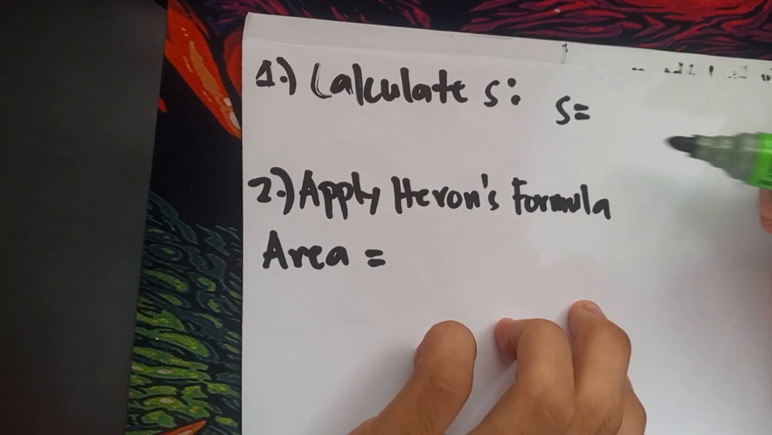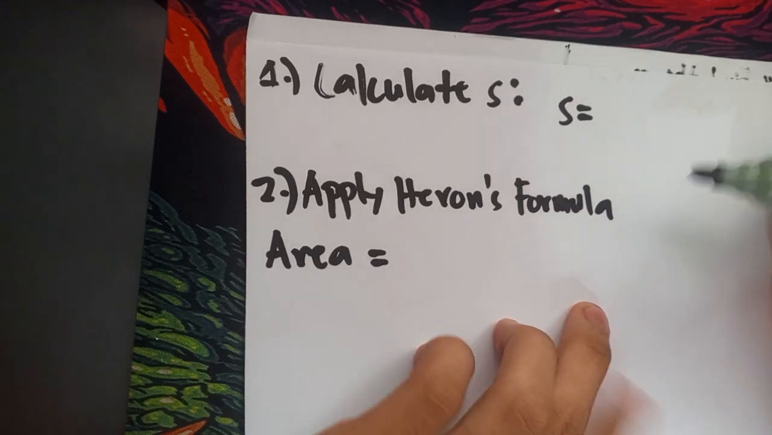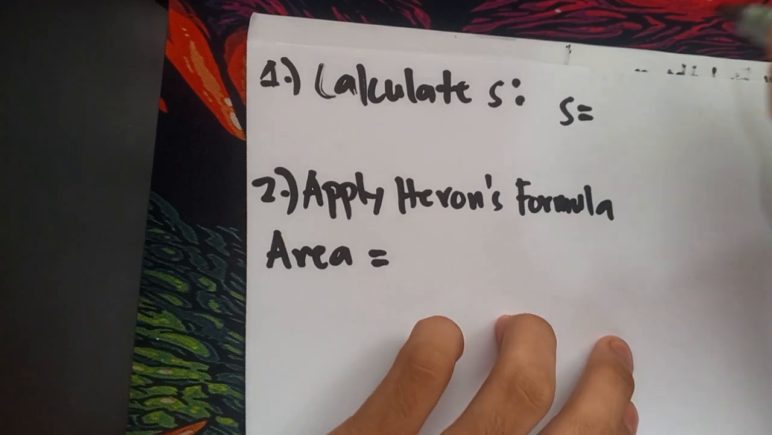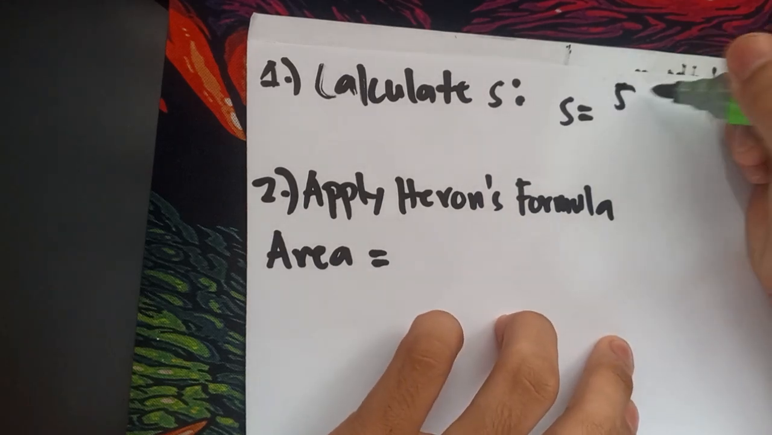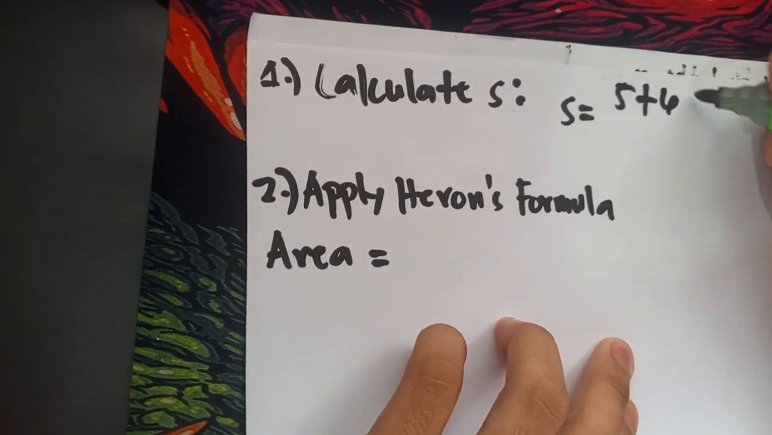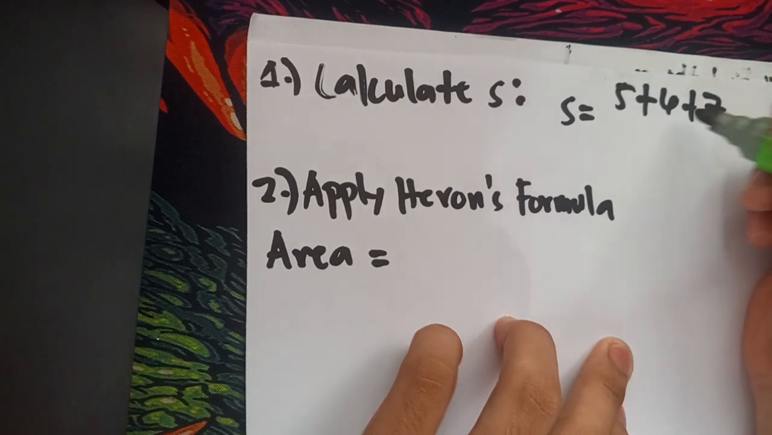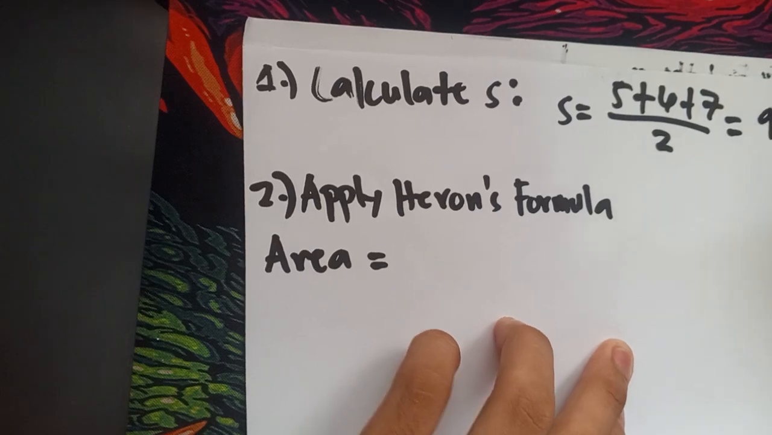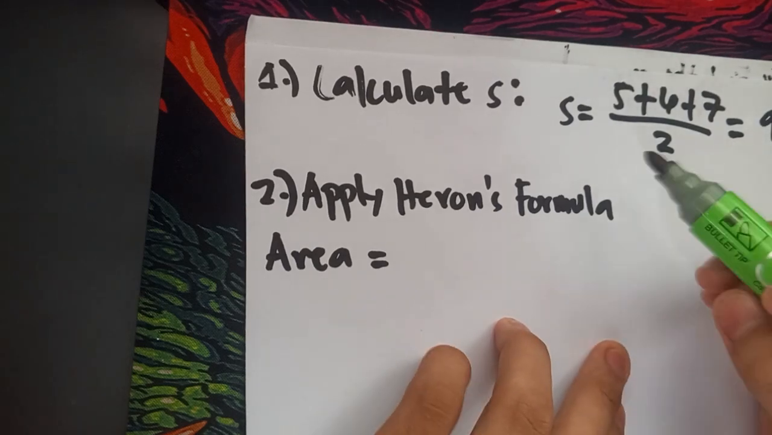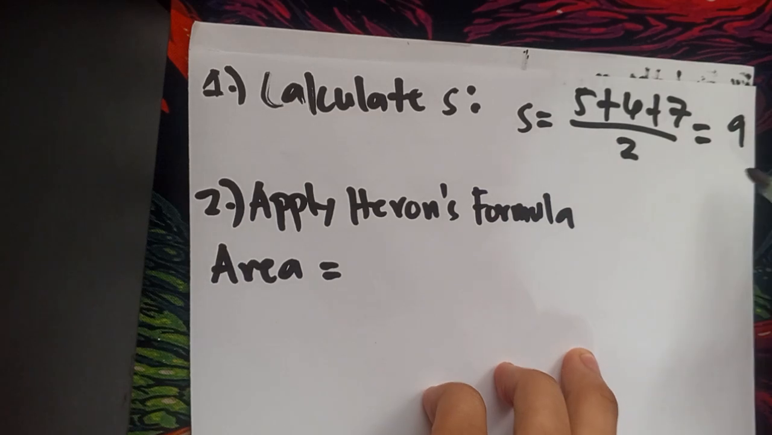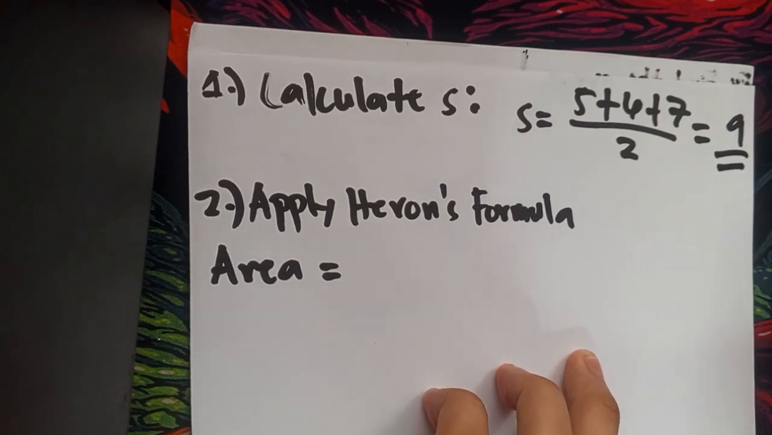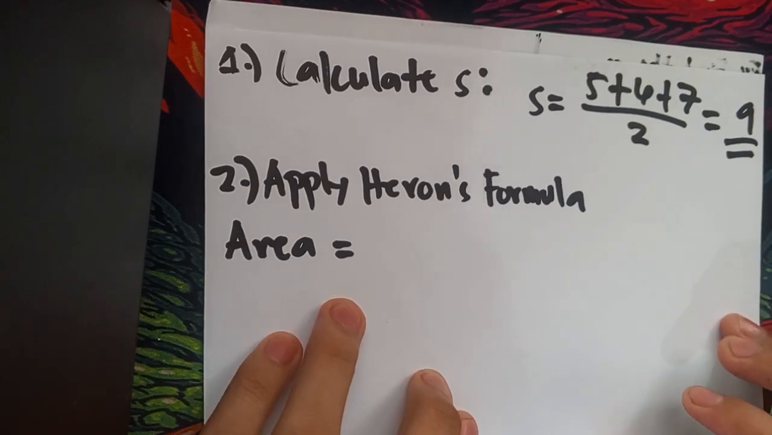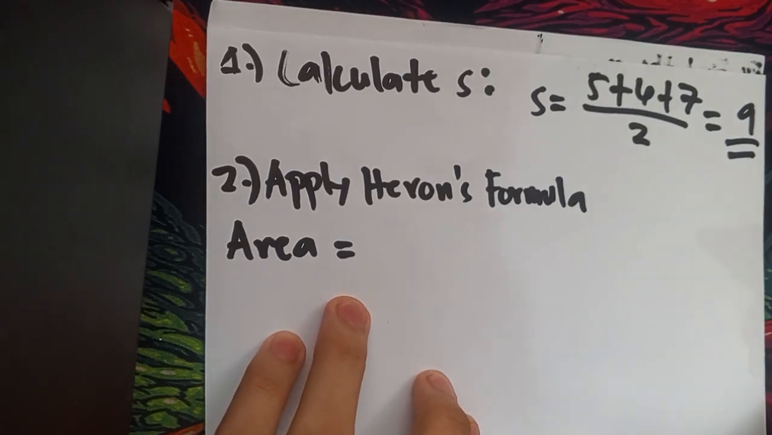In this example, find the area of a triangle with side A equals 5, side B equals 6, and side C equals 7 using Heron's formula. The first step is to calculate the semi-perimeter, or s. So s is equal to 5 plus 6 plus 7 over 2, which is equal to 9. So our semi-perimeter is equal to 9.